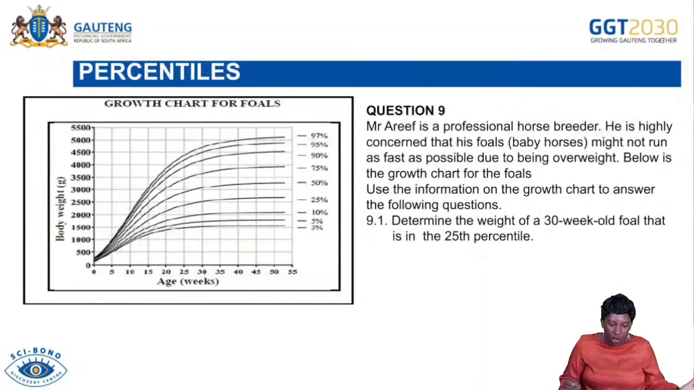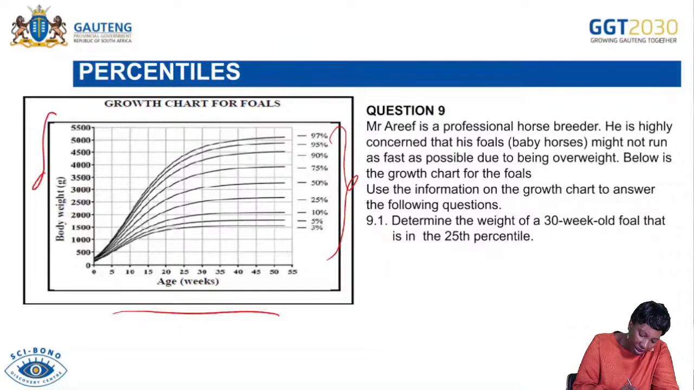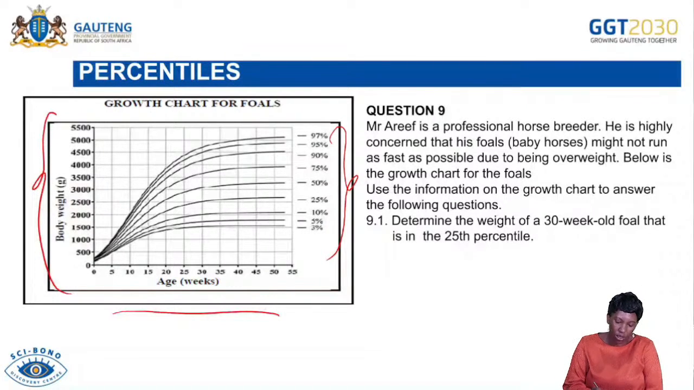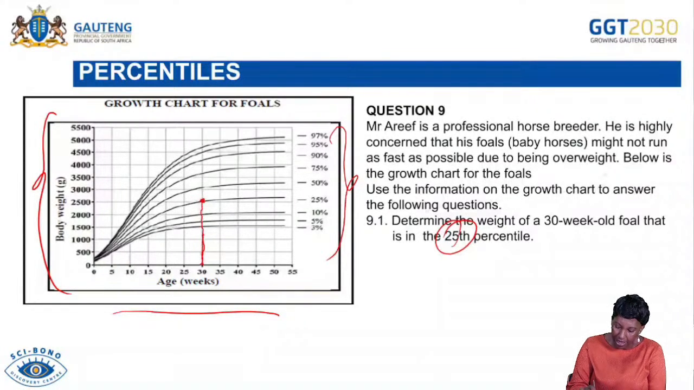And then the growth chart as well. The answers are also there. Looking at this one, they're giving you the percentiles, and then the age in weeks, and then the body weight. Now, when you look, it says determine the weight of a 30-week fowl in 25th percentile. Now, you go to 30 weeks, and then at the 25th percentile, and then you just go up there. Here is the point. There's my point. And then they say determine the weight. The weight in what? In grams.